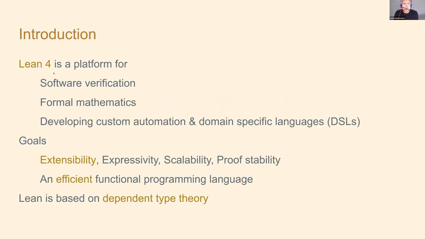We view Lean as a platform for software verification, formal mathematics, and a platform for developing custom automation in domain-specific languages. The goals of the project are that we want a system that's very extensible, has an expressive logic behind it, is scalable, has stable proofs, and is also an efficient programming language. Lean is based on dependent type theory. I will show you later what that is supposed to mean.